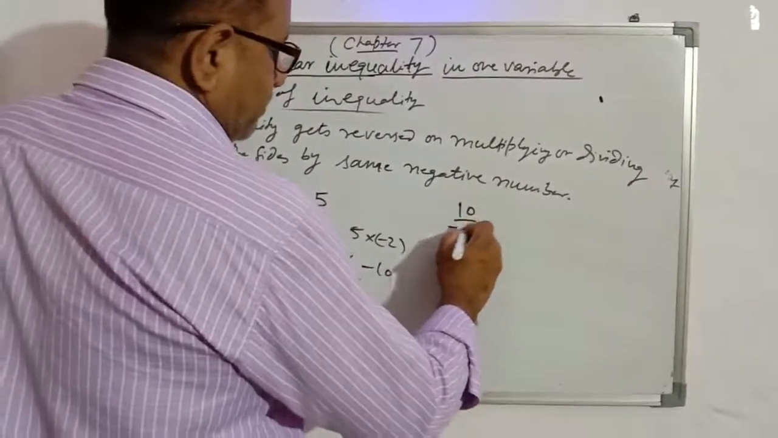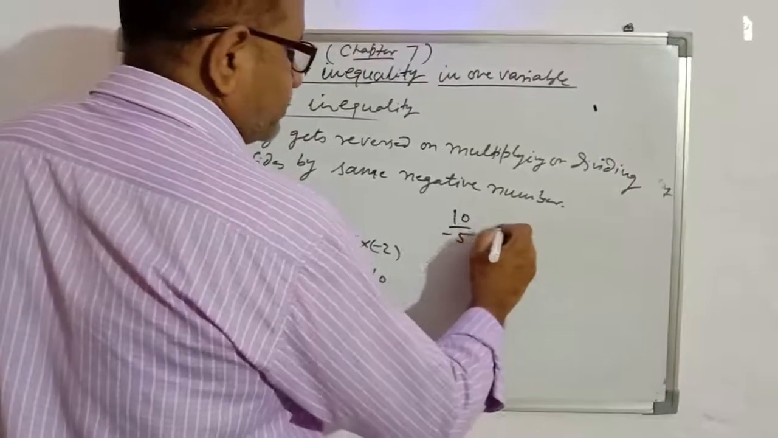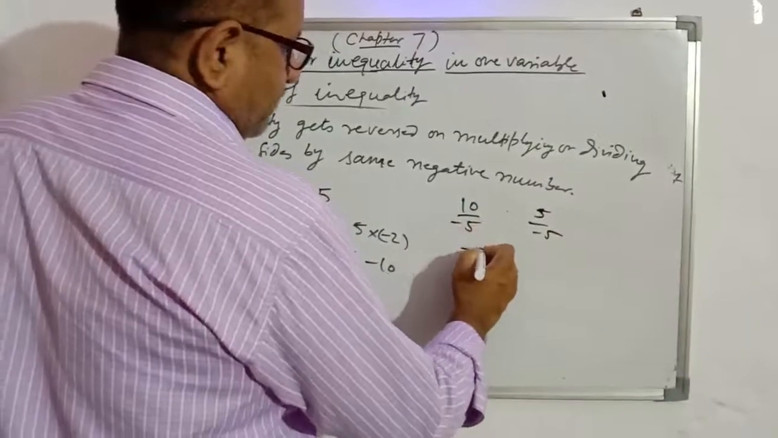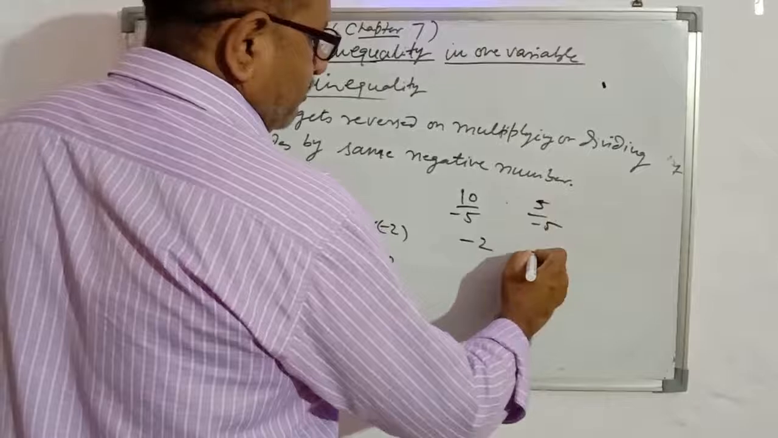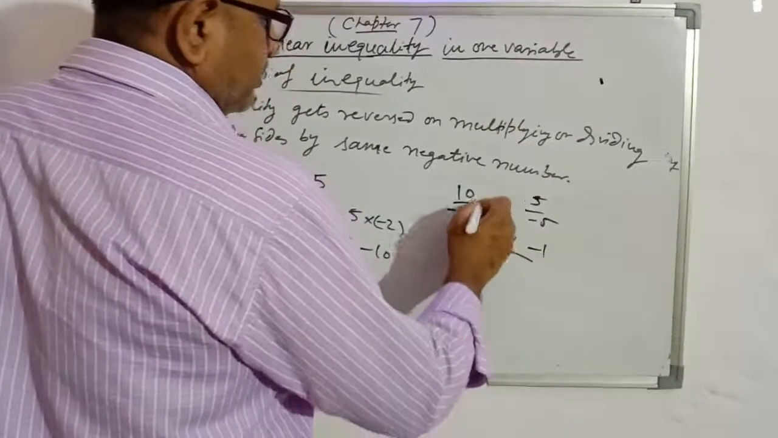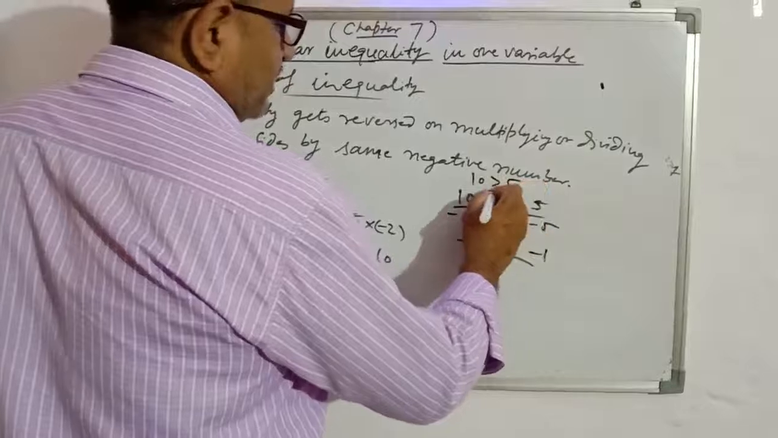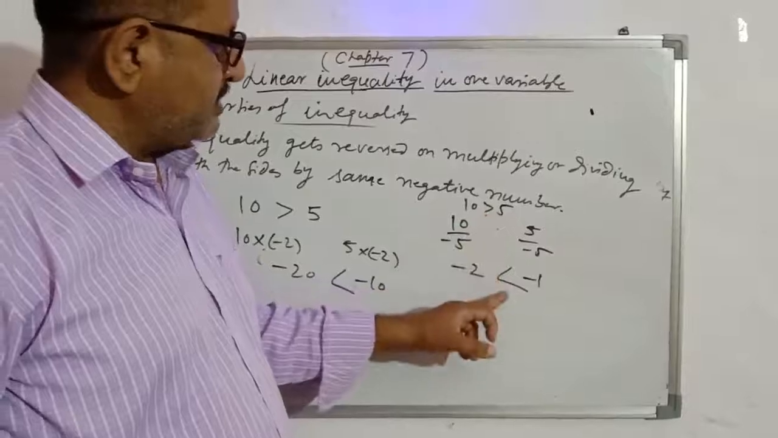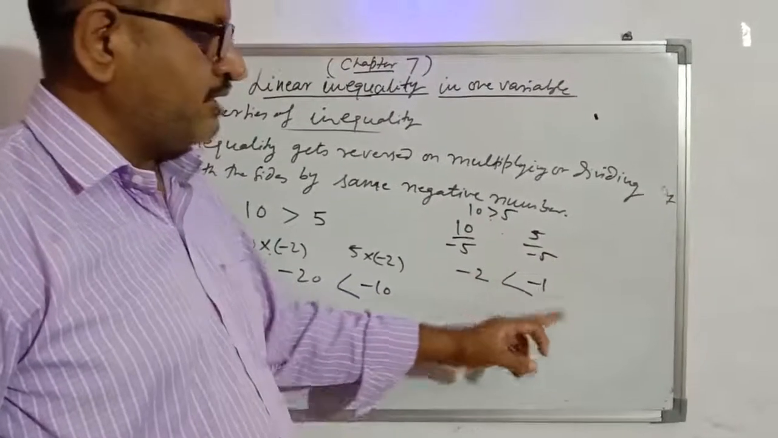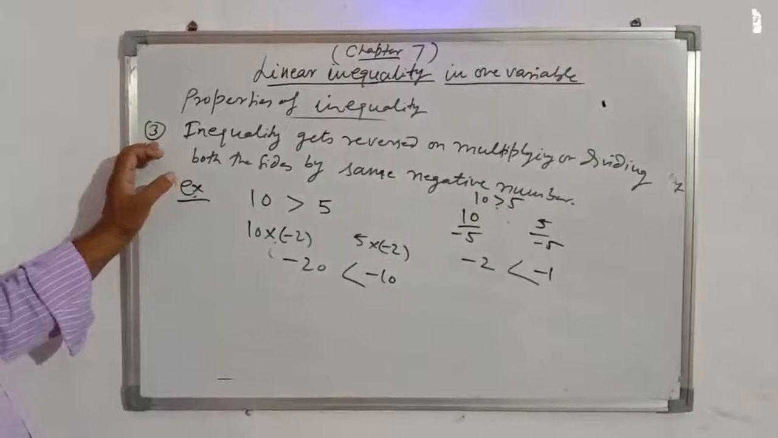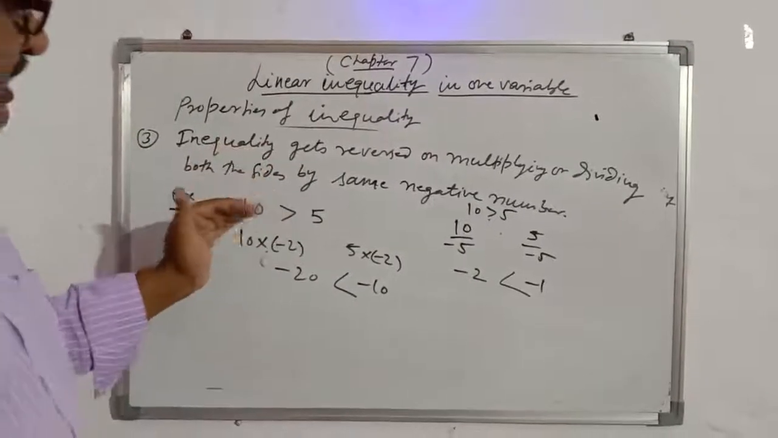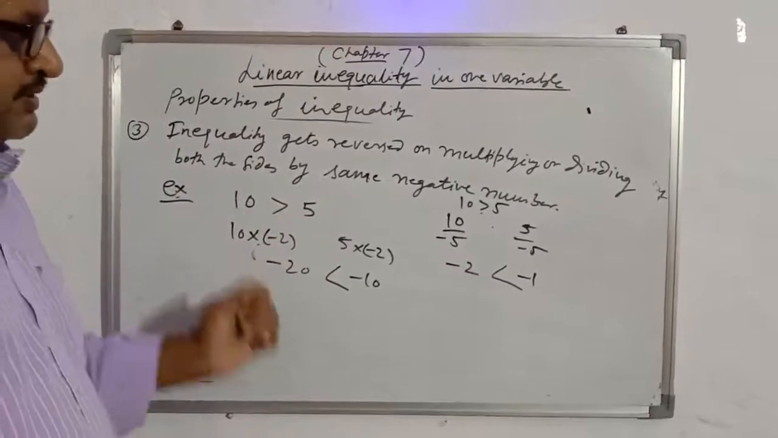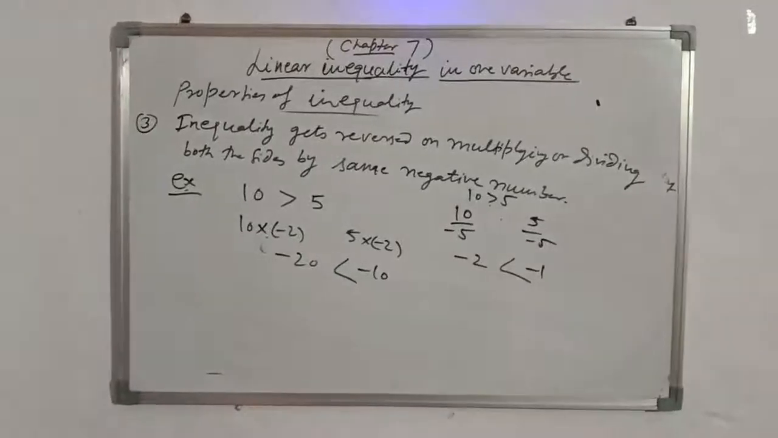We can divide both sides by -5. 10 divided by -5 will be -2, and 5 divided by -5 is -1. -2 is again less than -1. So here 10 is greater than 5, the greater symbol, but after division by -5 it gets reversed to the smaller sign. -2 is smaller than -1. So this is the third property: the inequality gets reversed if we multiply or divide both sides of the inequality by negative numbers.